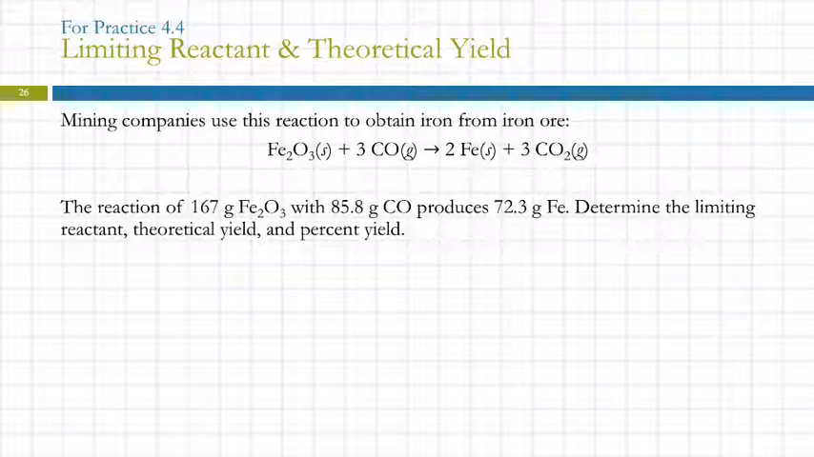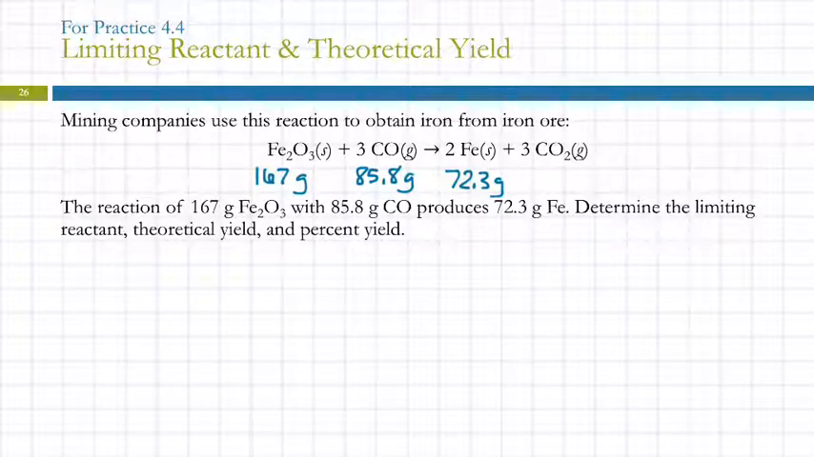So I'm going to use the equation to organize the information. They tell me I have 167 grams of that, Fe2O3, 85.8 grams of CO, and it produces 72.3 grams of iron. So they're asking for three things: limiting reactant, theoretical yield, and percent yield. What's different about this problem? How many numbers did they give us? They give us 3 numbers.